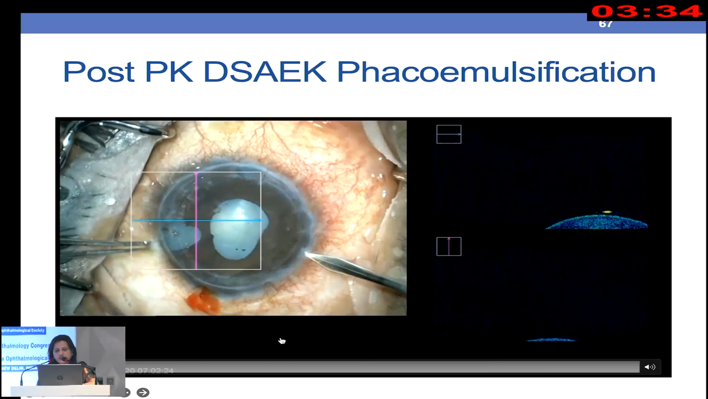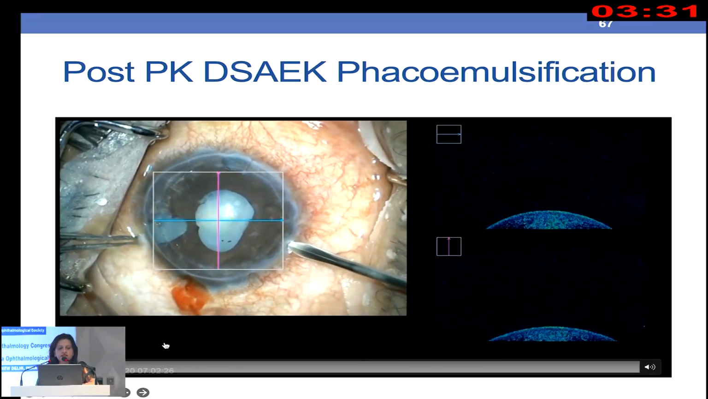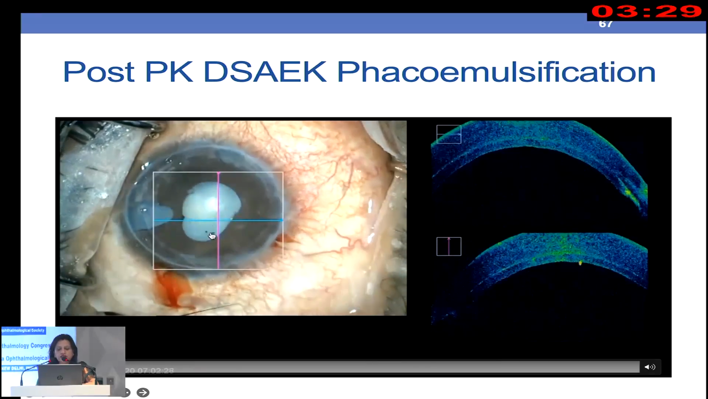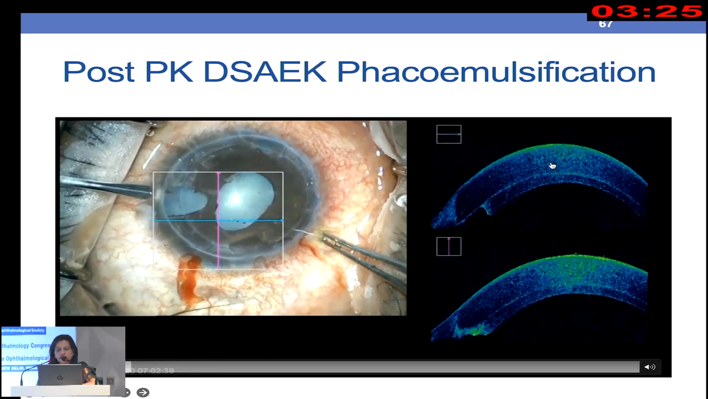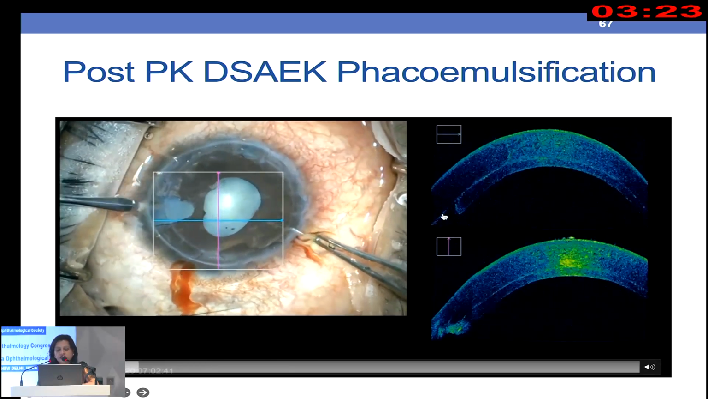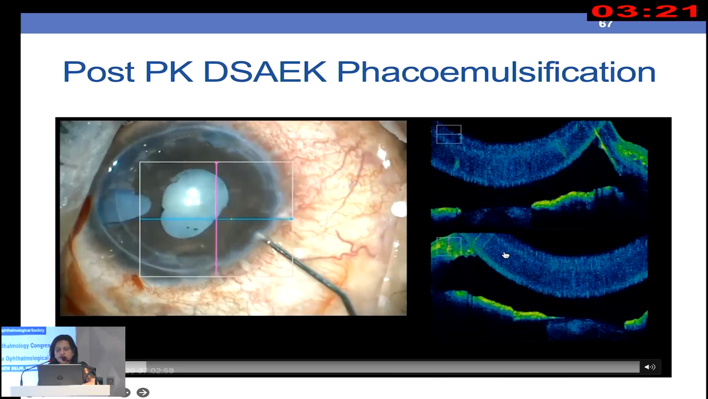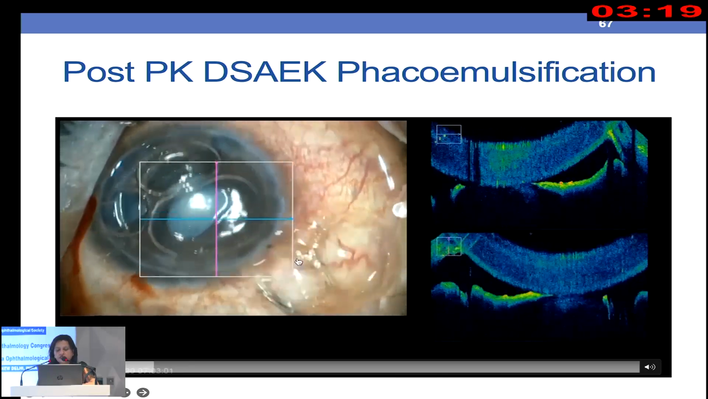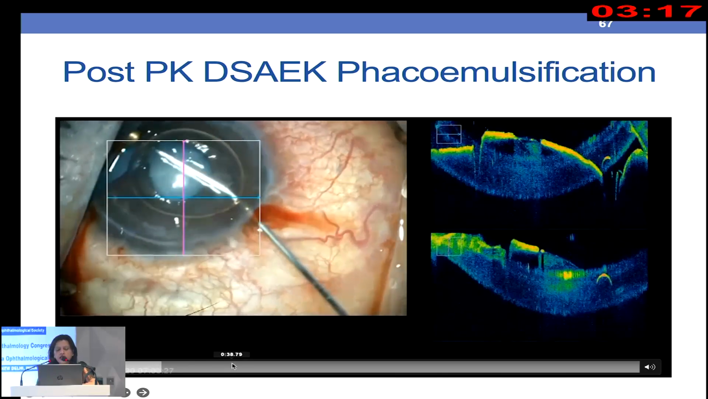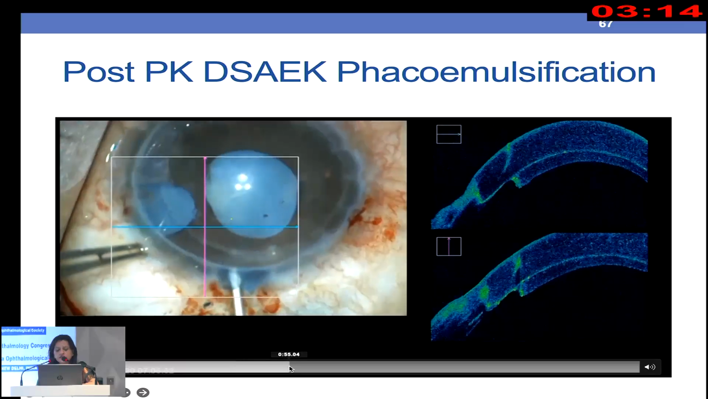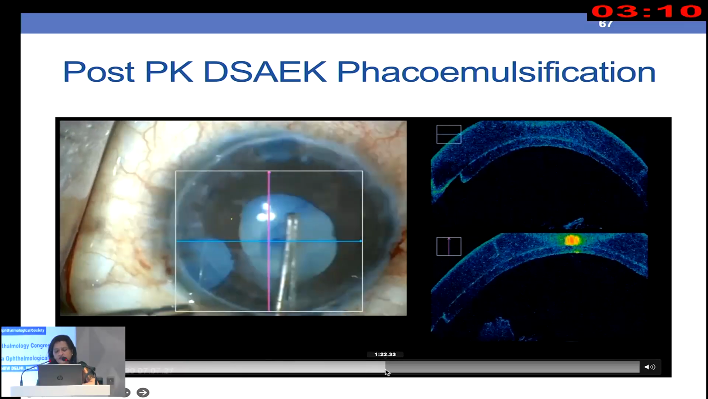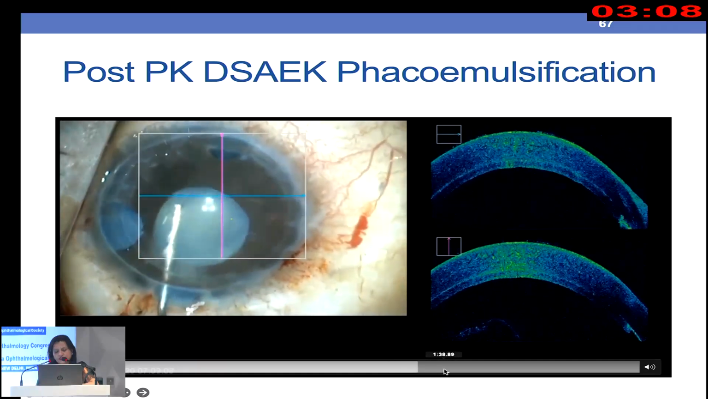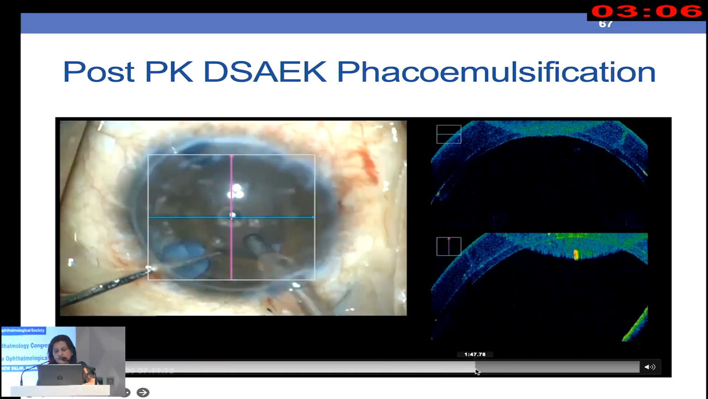Now this is a case of post-PK DSEK. That means after doing penetrating keratoplasty, we did a DSEK, and then the patient developed a cataract. So you can see that this is the PK graft where the graft host junction is there, and this is the DSEK graft which is stuck to the back of the cornea. And again, in such cases, it is important to see that the graft does not get detached. There's no big deal about doing phacoemulsification surgery because the steps remain essentially the same.